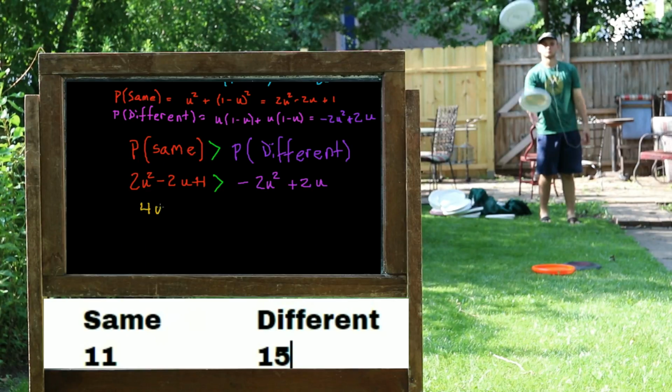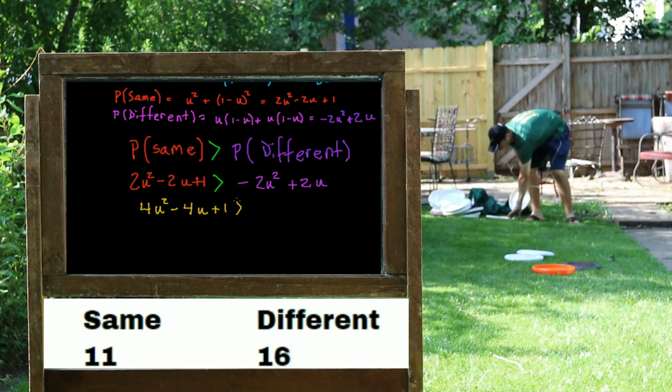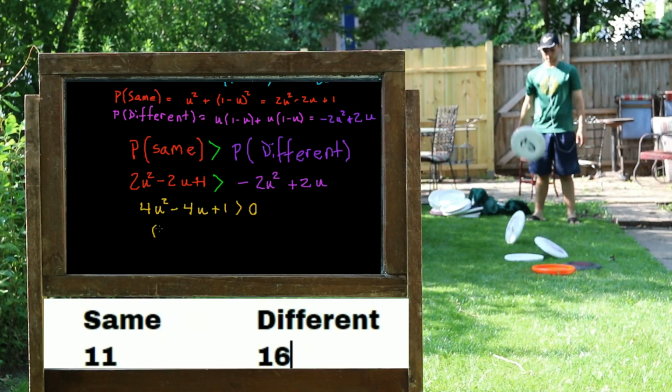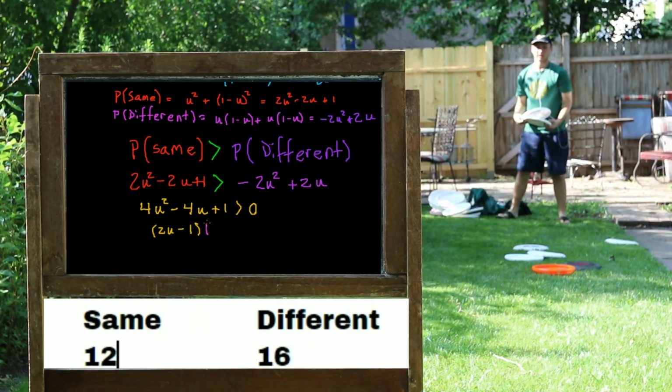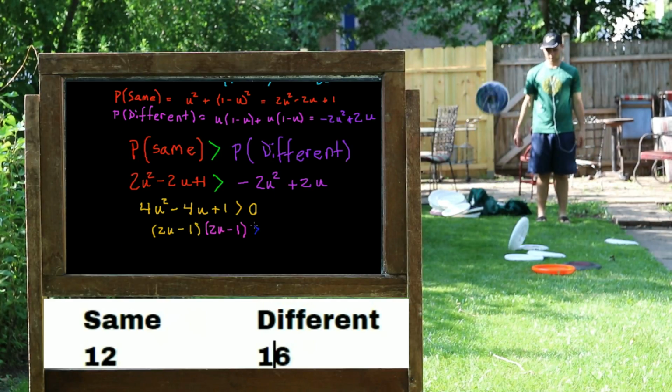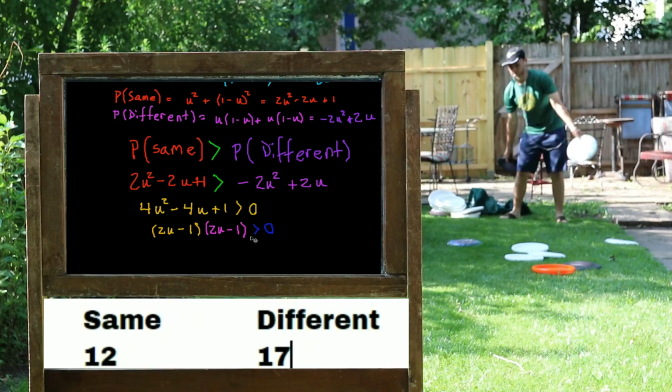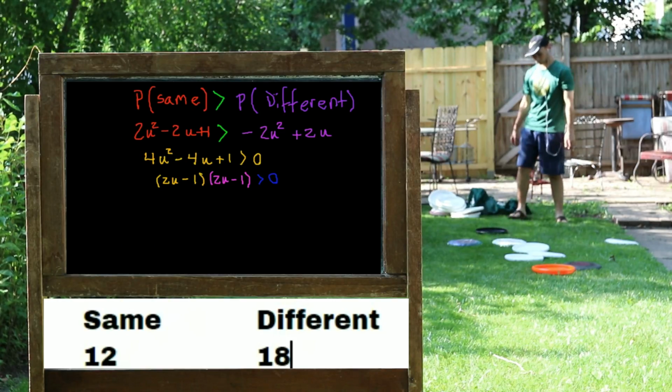We can now solve, and we're going to get 4u squared minus 4u plus 1 is greater than 0, and that actually factors out nicely to (2u minus 1) times (2u minus 1) is greater than 0. At this point, we're going to break this into two cases. It'll make sense in a minute.